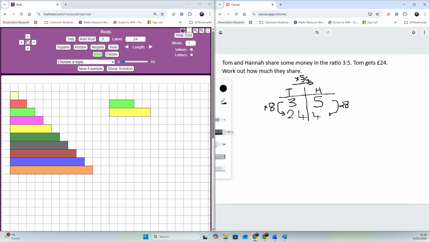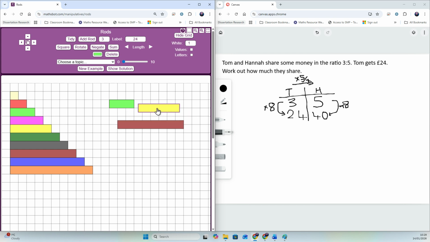And so we can get that Hannah has got £40, and therefore altogether, obviously, they've shared £64. Now, I've concentrated on Tom and Hannah there, but actually there's no good reason for me to concentrate on Tom and Hannah. I don't really care about Hannah at all. What I'm interested in is Tom compared to the total, because I want to work out how much they share. And so actually what I could do here is replace that 5 with an 8. And why an 8? Well, of course, because I'm looking at this ratio and I'm saying, right, if I look at the problem, Tom gets 3, and how much they share is the total amount of money. And so what's the relationship between those two? It's 3 compared to 8.